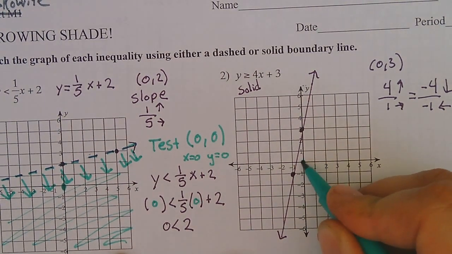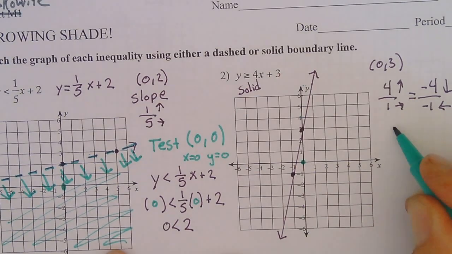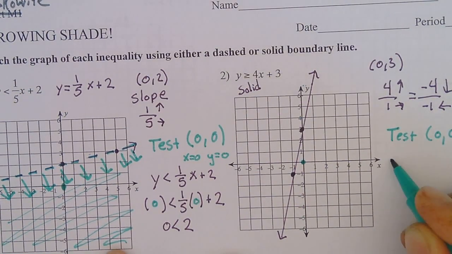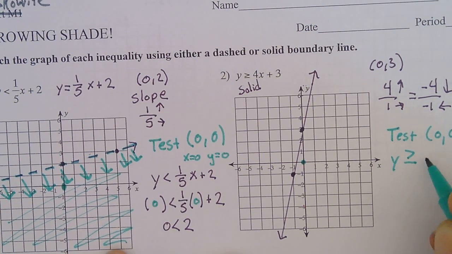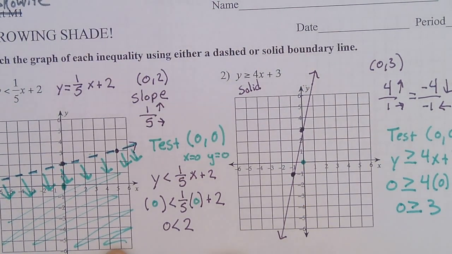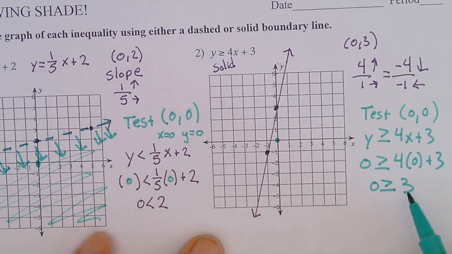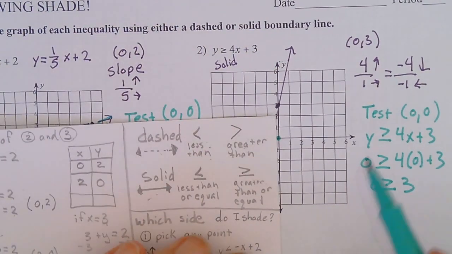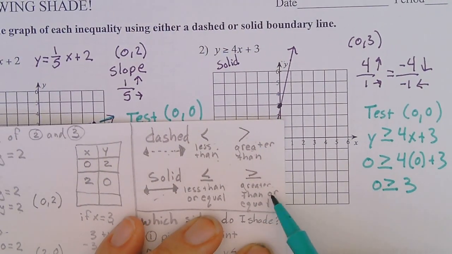I'm a fan of 0, 0. I like it a lot. So I'm going to test 0, 0. Y is greater than or equal to 4x plus 3. 0 is greater than or equal to 4 times 0 plus 3. Is 0 greater than or equal to 3? If you are unsure, this is when you use the words. Is 0 greater than or equal to 3?